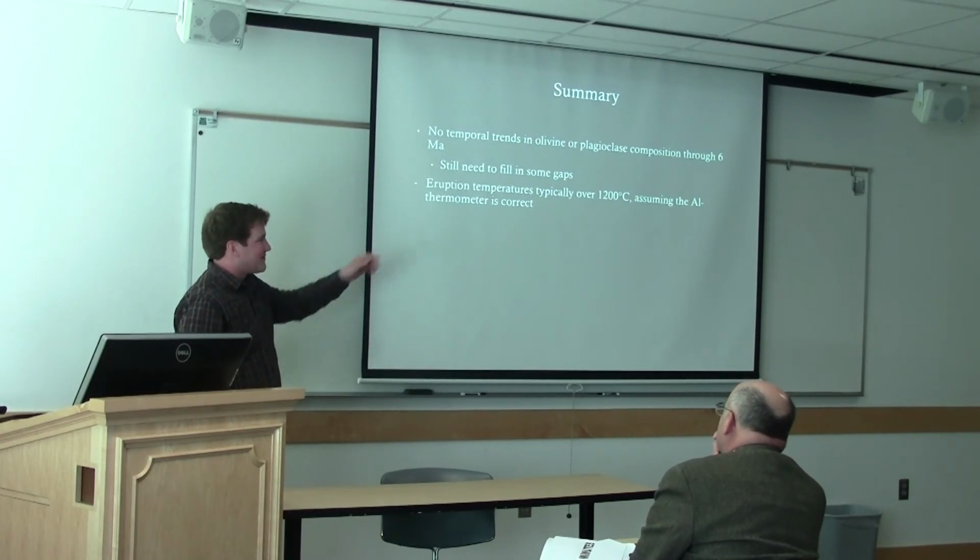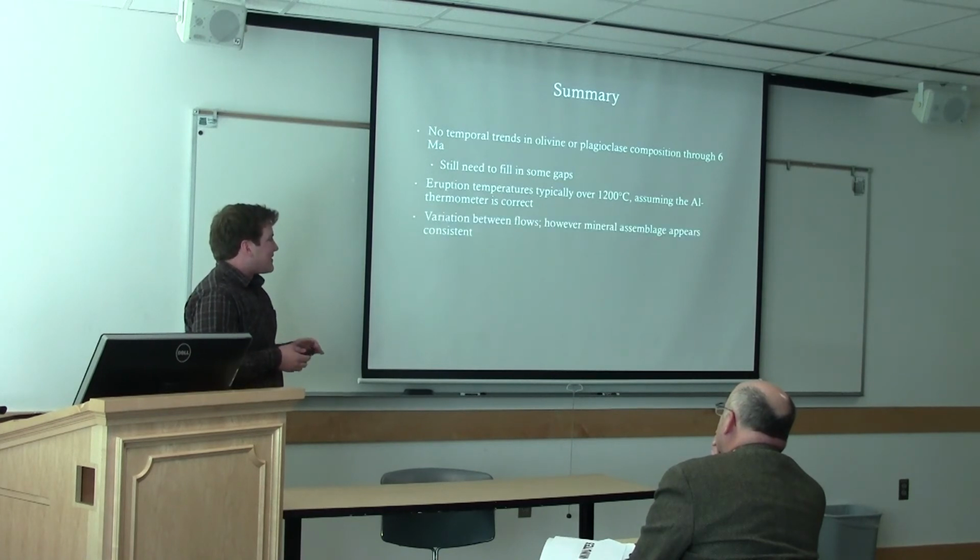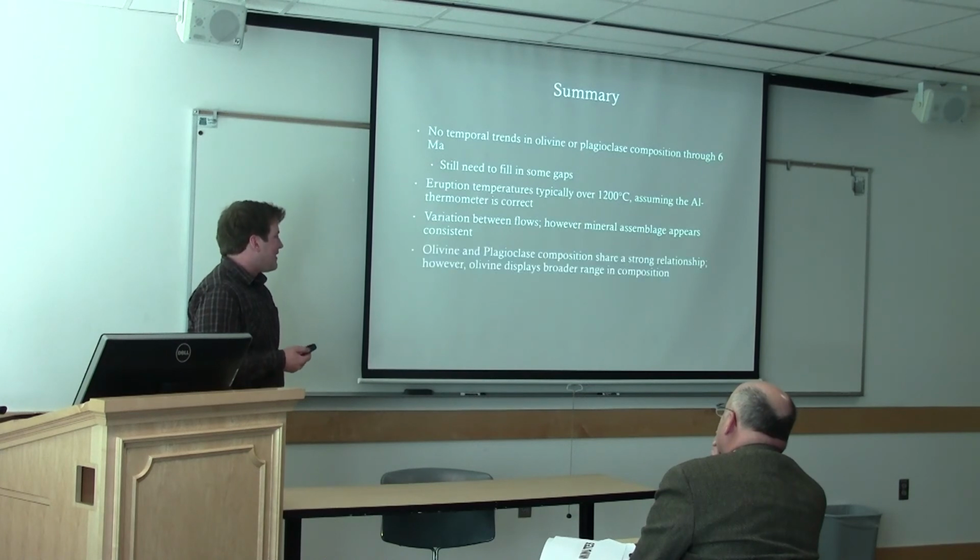The eruption temperatures, even with our wide range, is typically over 1,200 degrees. And I guess we're going to have to look at some more thermometers to compare. There's variation between flows, but even throughout the entire 2 kilometers that we look at, you still see the same minerals throughout the different rocks. And variations are something that we can look at a little bit more, and we can also look at the different alterations there as well.